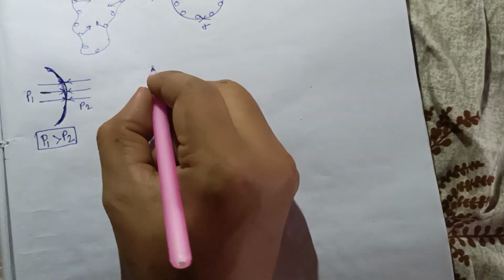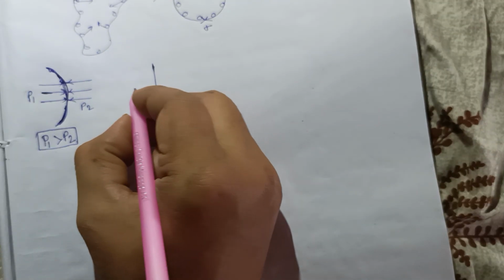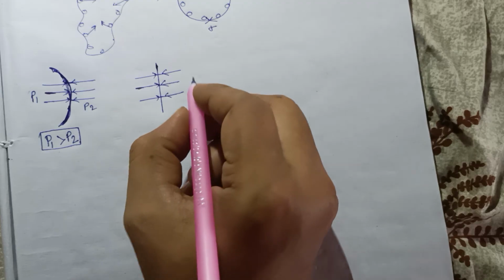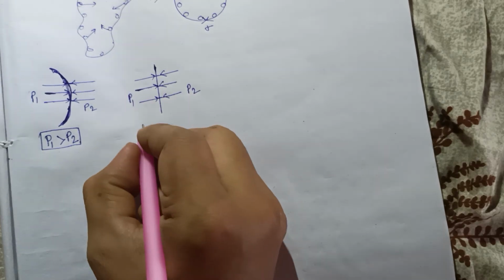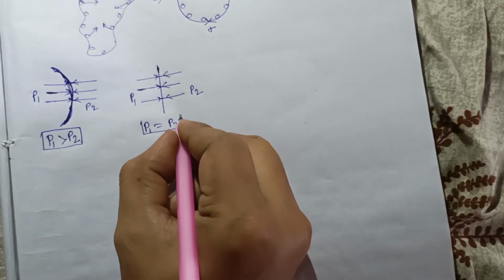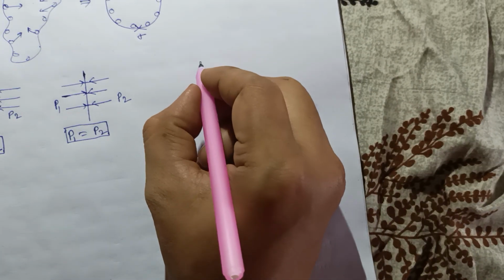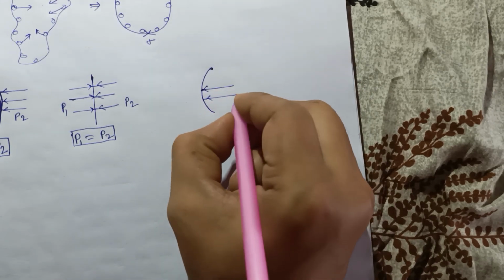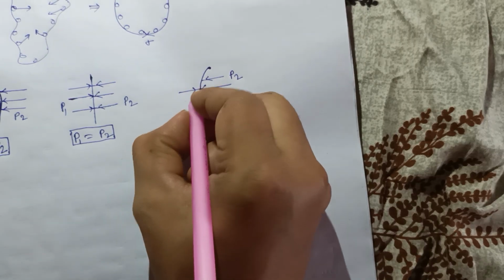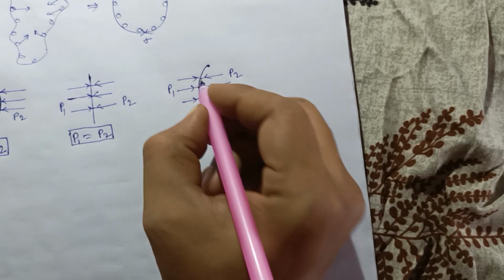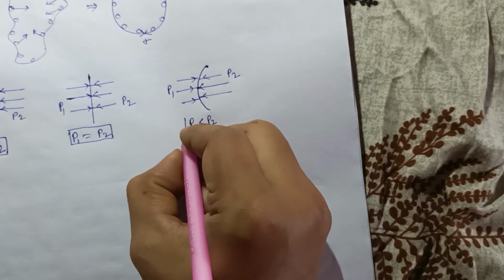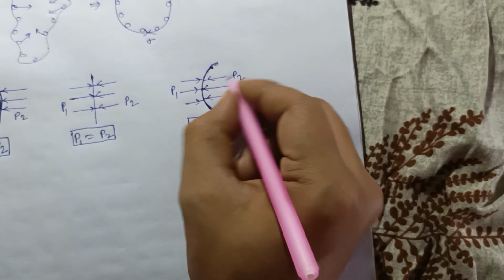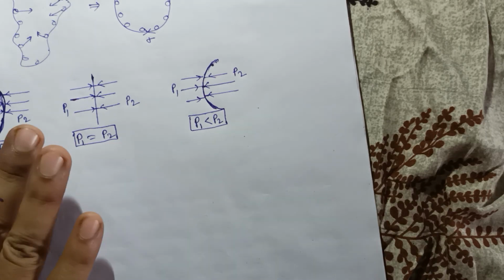And if the interface is a straight line, then the inside pressure is equal to the outside pressure, so P1 equals P2. And suppose the curvature is in this way, consider this is pressure P2 and this is pressure P1. So P1 is less than P2, because the curvature is on this side, so P2 is larger as compared to P1.